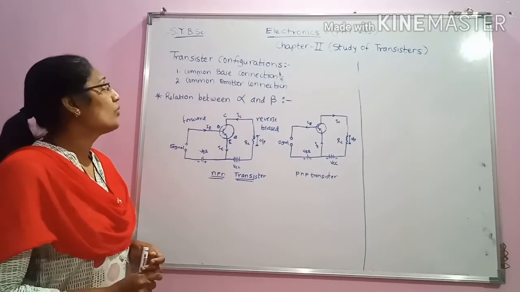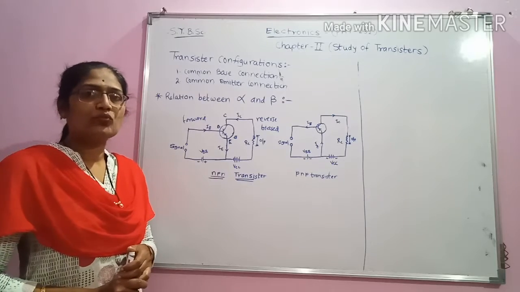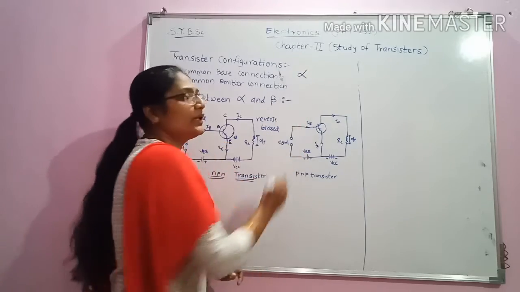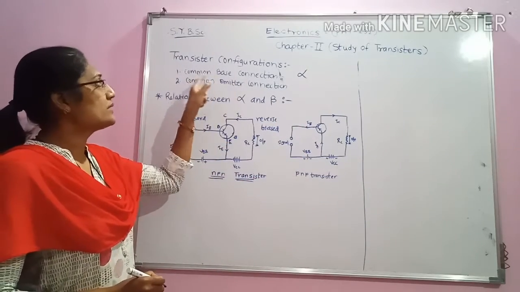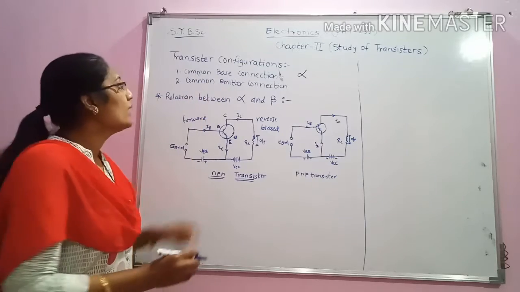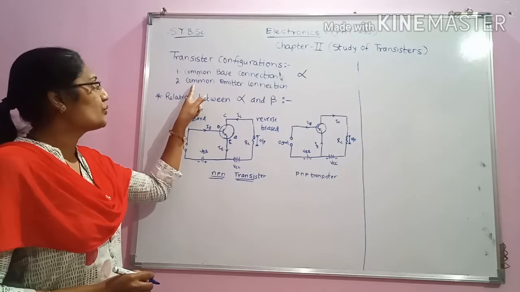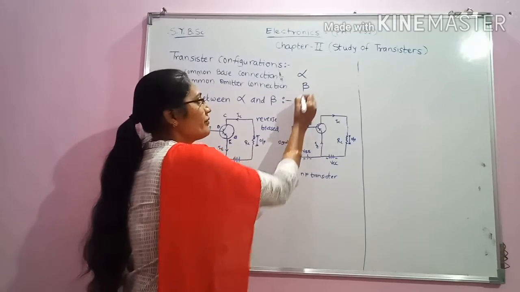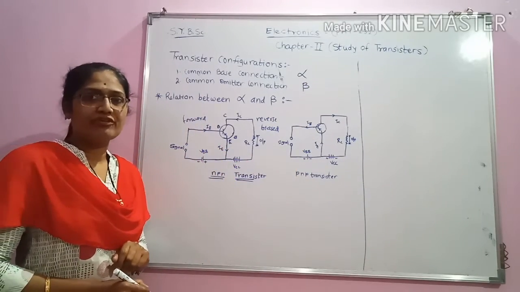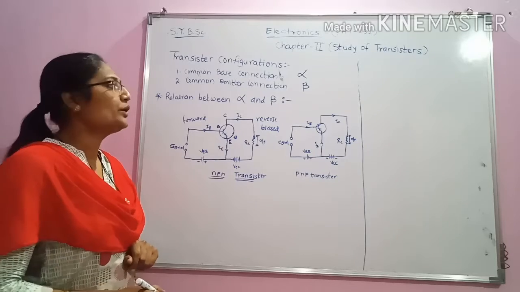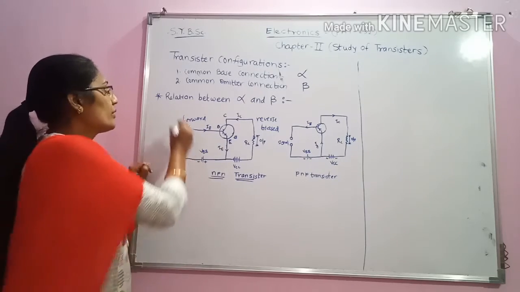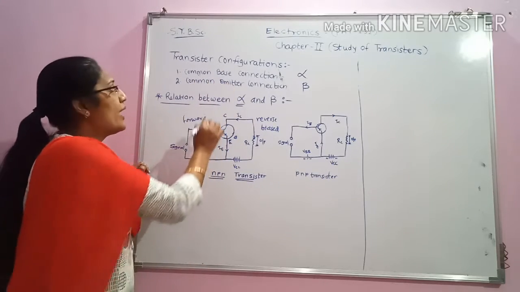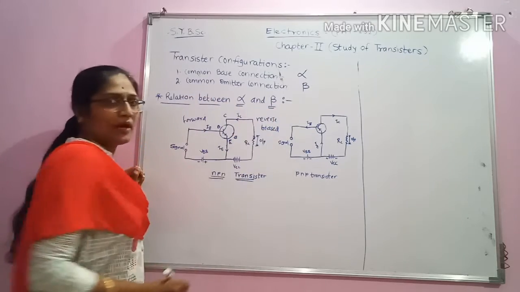In that, we have covered what is common base connection, and we have calculated the gain of this connection. And in our last lecture we have seen what is common emitter connection and we have calculated its gain factor, that is base current amplification factor beta also. In today's lecture we are going to see what is the relation between this alpha related to common base connection and common emitter connection beta.